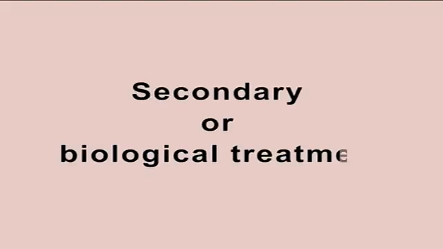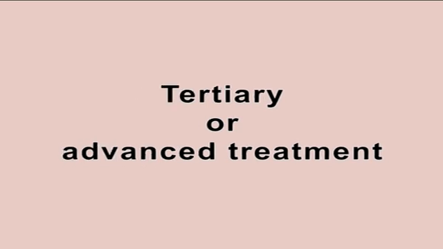So, what are they? The first one is the primary treatment, which involves the screening method, grit removal and sedimentation, which is also called settling. The second one, the secondary or biological treatment, which includes the biological processes and additional settling process. The third one is called tertiary or advanced treatment, which includes microfiltration, ultrafiltration, reverse osmosis and other major advanced improvements that are seen in liquid waste treatment process.